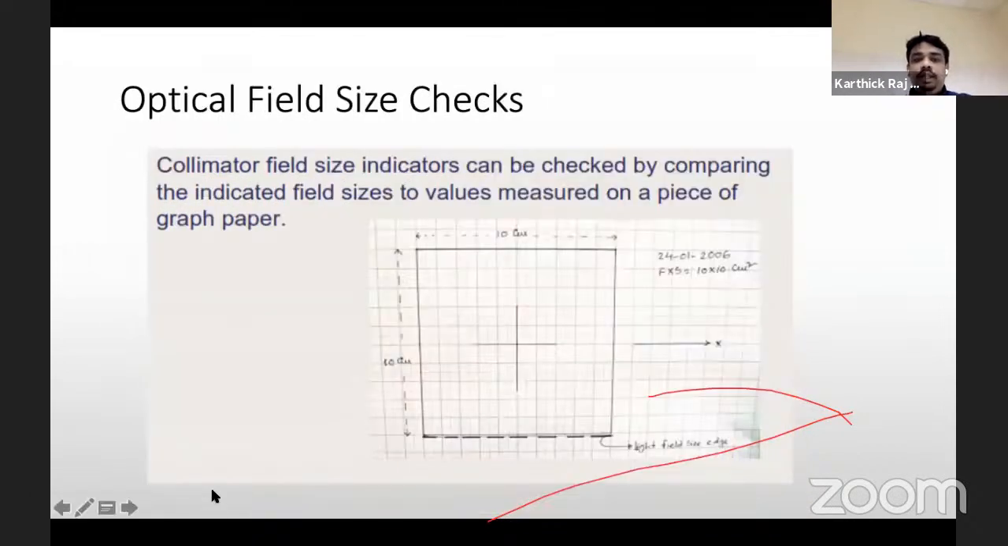The other thing we normally use is a graph sheet, a very important piece of equipment when we do optical field checks. As I told you about the previous equipment, if you don't have that, we can use a graph sheet on the table. Keep 100 SSD on the graph sheet.